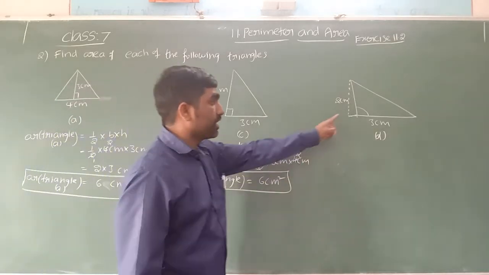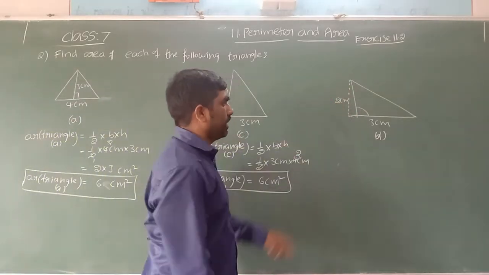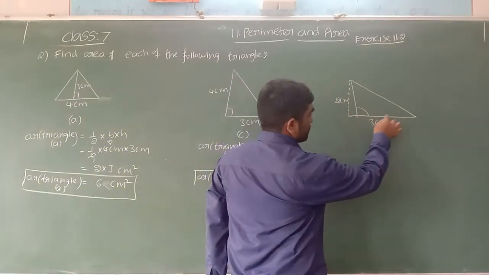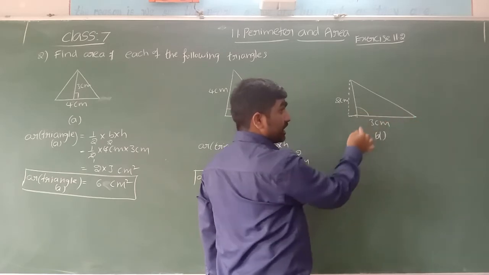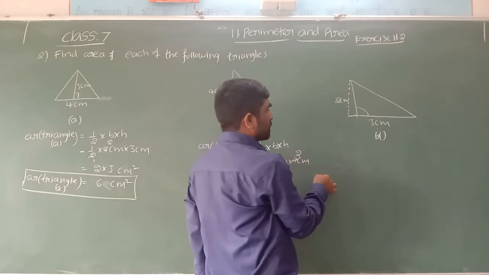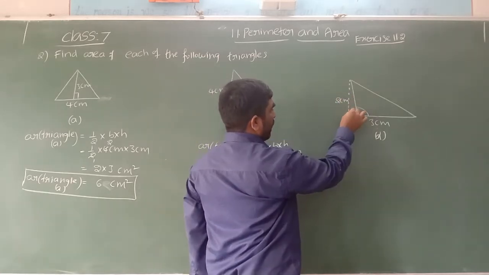And this is an obtuse angle triangle. The height is outside of the triangle. And this is the side which is called the base, 3 centimeter. The base is one of the sides of the triangle on which the perpendicular is drawn. And this will be the height.